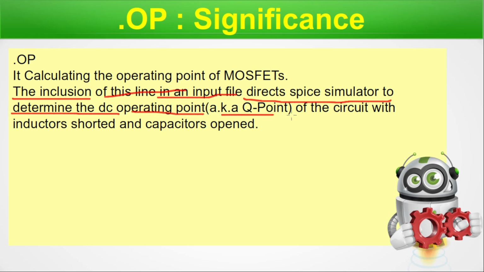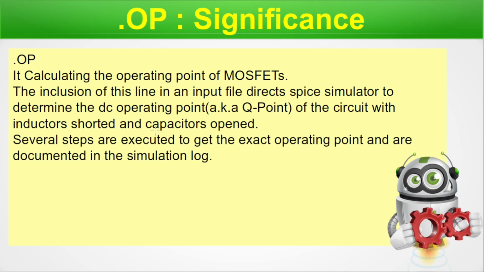point, also known as the Q point or quiescent point of the circuit with inductor shorted and capacitor opened. That means it's purely in a DC format. So all the nodes and the corresponding DC points are analyzed through this one single command. It's a very short instruction, but it operates on the entire circuit, that means the whole set of nodes. And inductor shorted and capacitor opened means this is in DC.